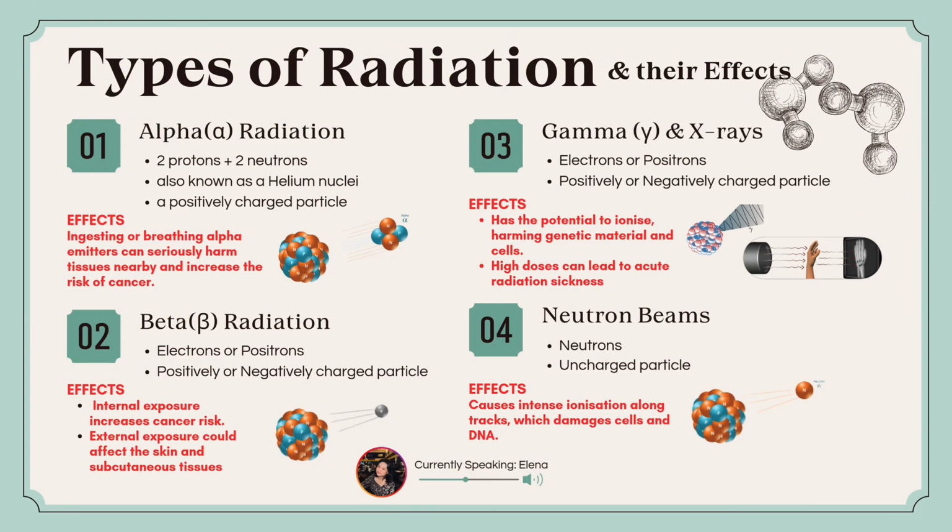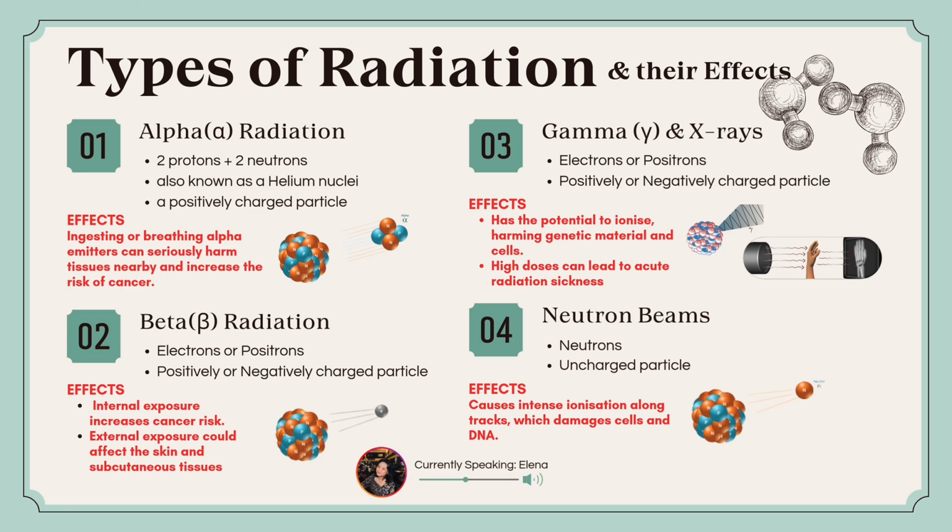There are 4 types of radiation. First one is alpha radiation. Alpha radiation consists of 2 protons and 2 neutrons. It is also known as the helium nuclei. It is a positively charged particle. The effects of ingesting or breathing alpha emitters can seriously harm tissues nearby and increase the risk of cancer.